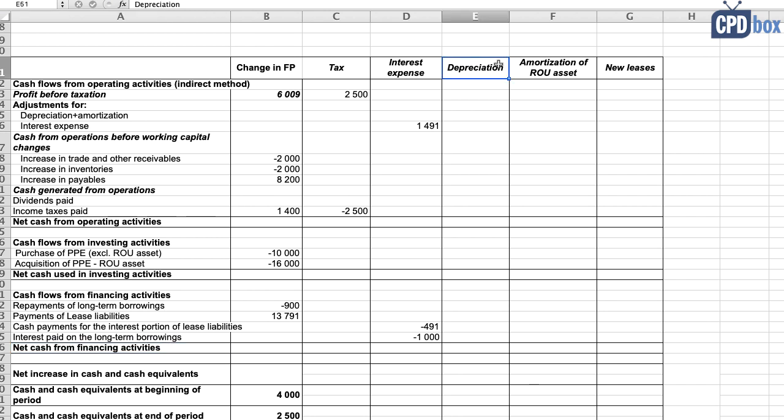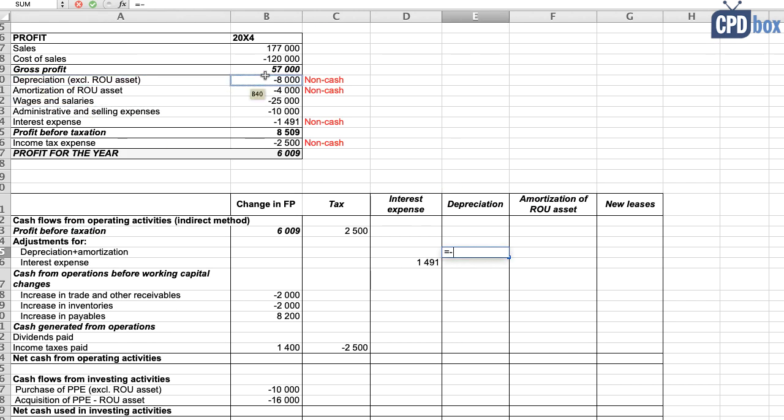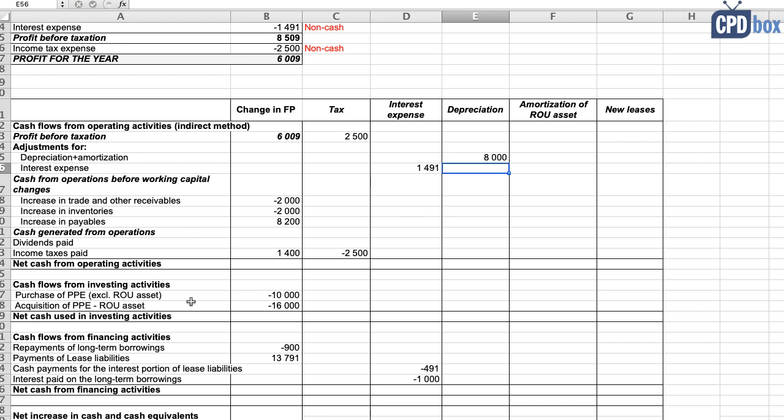Let's deal with depreciation. This is clearly a non-cash item included in your profit, so you need to add it back in the line adjustments for depreciation and amortization in the operating part. Then you should deduct it from the same line item in which you reported the change in financial position related to property, plant and equipment in the investing part.